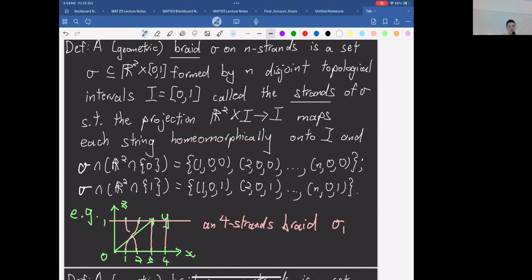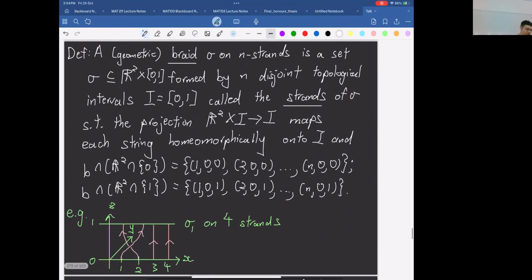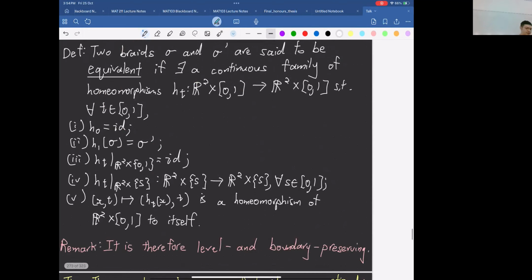Okay. Sure. So similarly, we can talk about when two braids are the same. It's the same technique here. We use homeomorphism, because it's a set living in R2 cross the time interval 0 to 1. So we still consider the family of homeomorphisms that can map one braid to the other braid.